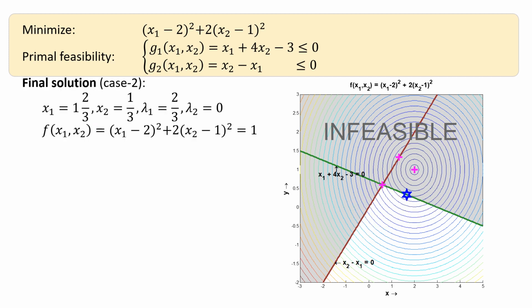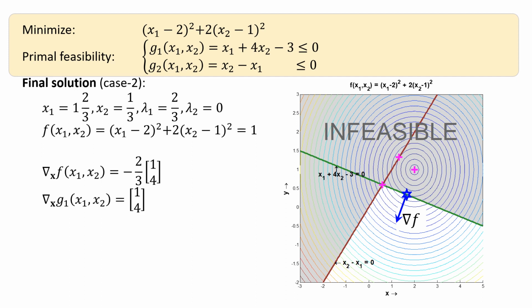So the final solution is case 2. Del of f(x1, x2) is this, negative 2/3 times (1, 4), which is the vector here, and del g1 is (1, 4), this vector. And they cancel out if this is the weight, lambda 1.